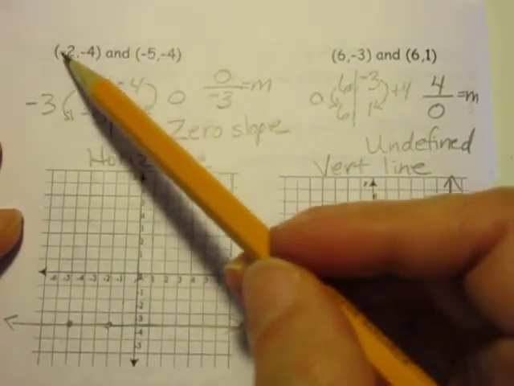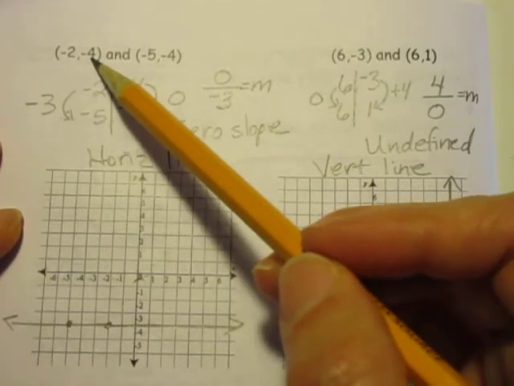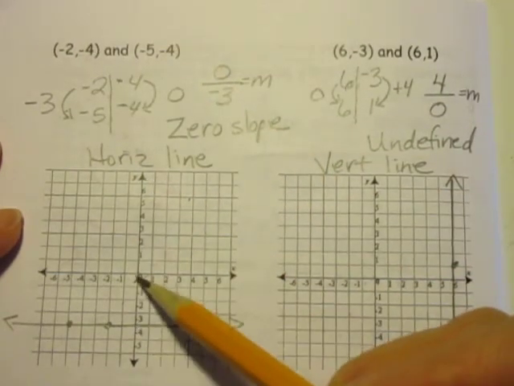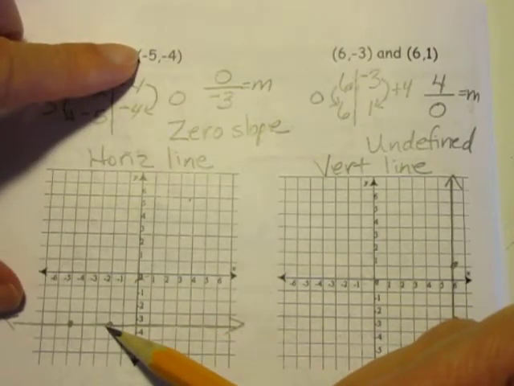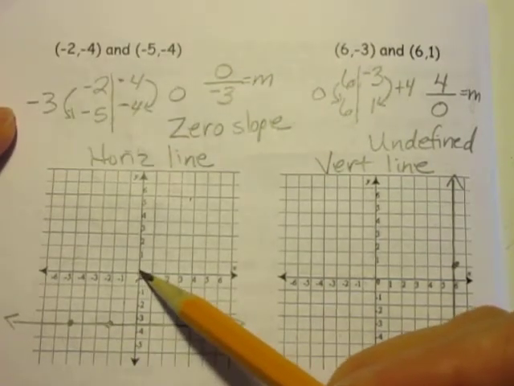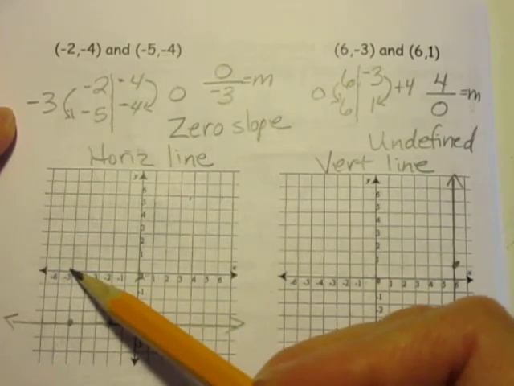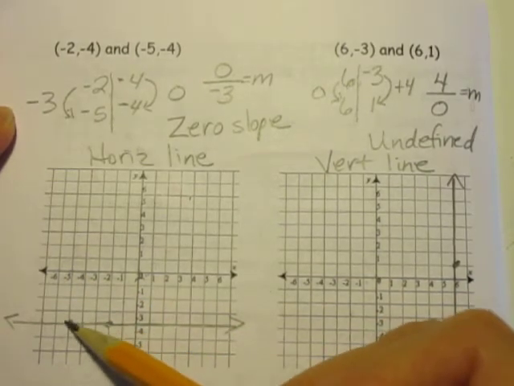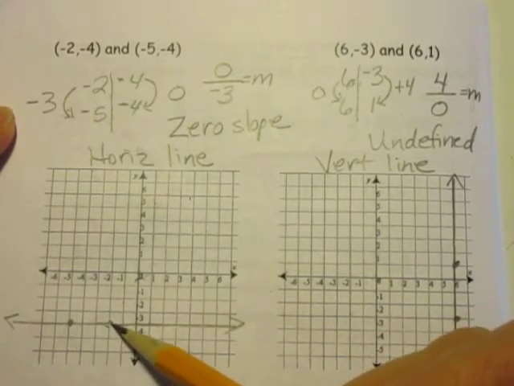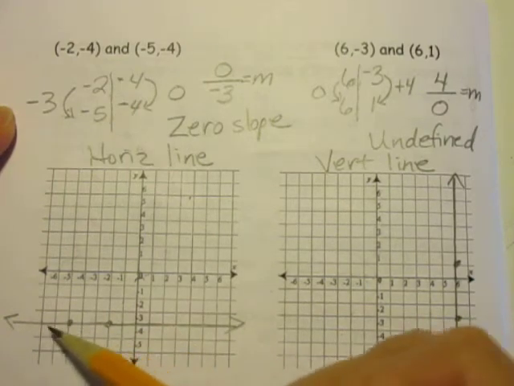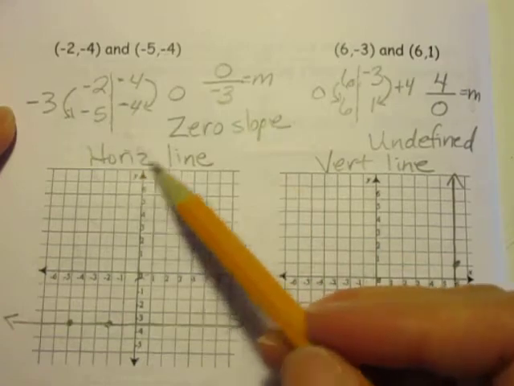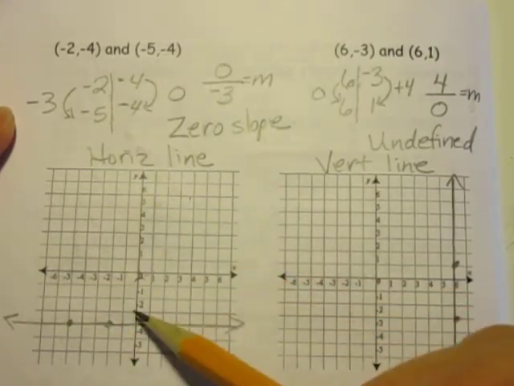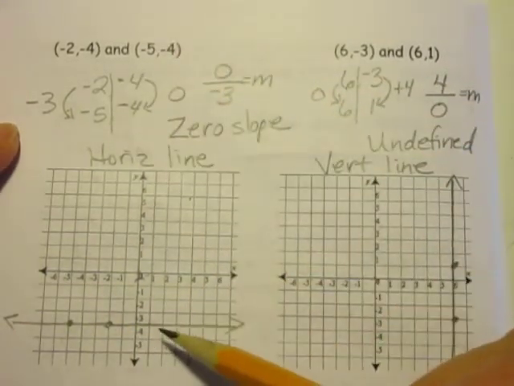So I wanted to show you what happens there graphically. When I plotted these points, -2, -4, in other words, counting from the origin, -2 over, down 4, and then plotting -5, -4, back to the origin, counting back 5, down 4, I could see these two points fall on this horizontal line. So what I want you to see here is that when you have 0 slope like that, it comes out to be a horizontal line. And graphically, when you look at that, it's like, oh, okay, that makes sense now.